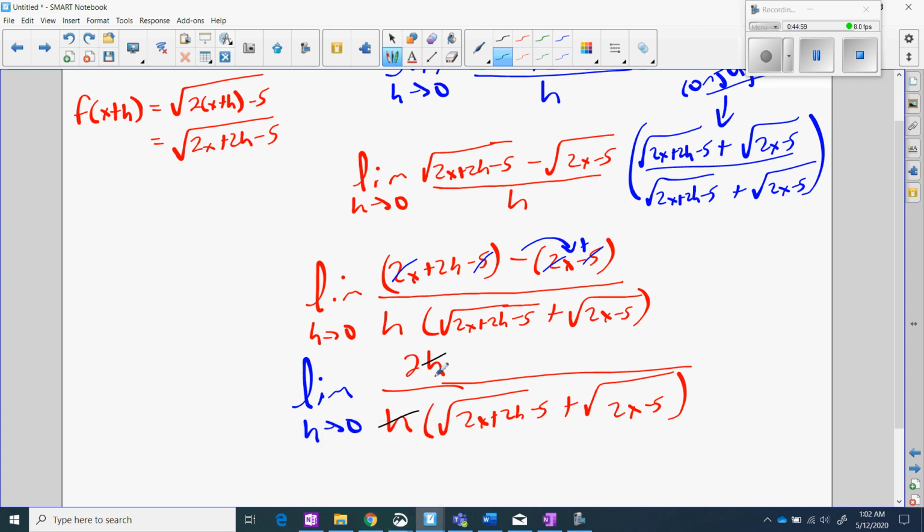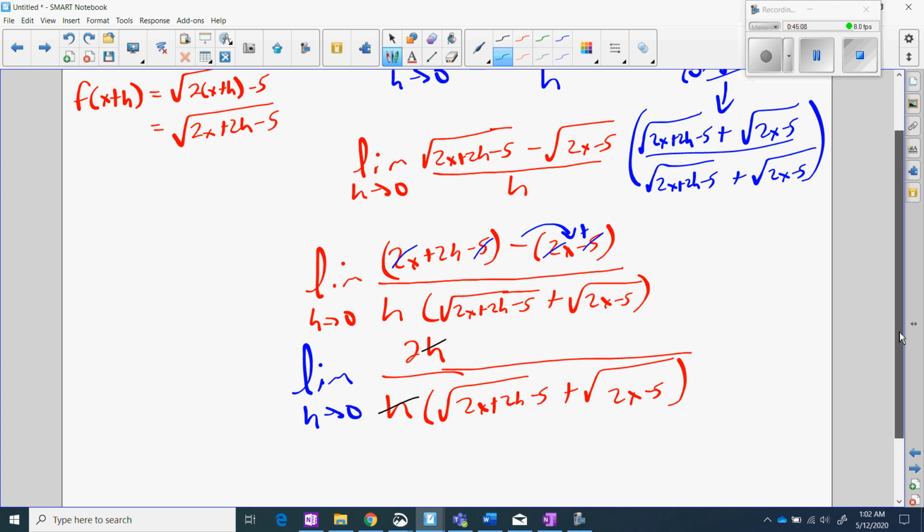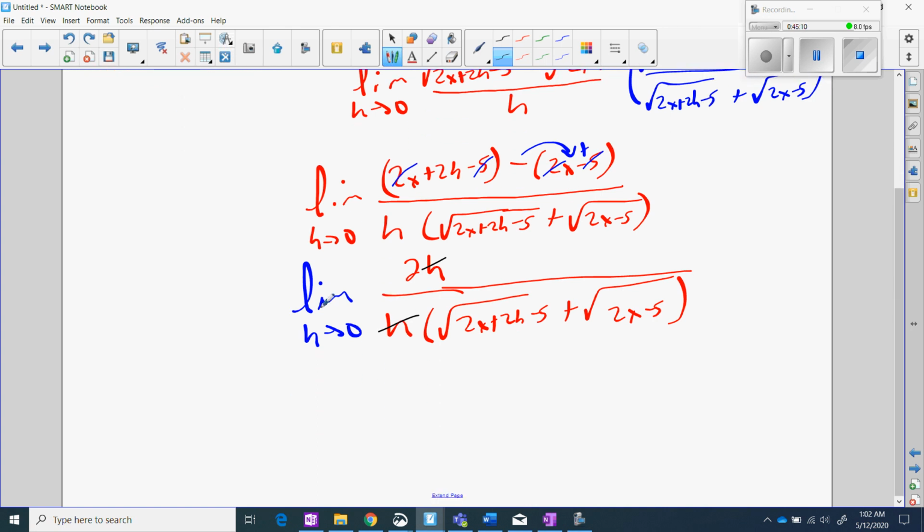Now, sometimes students say, oh, it's 2h minus h. No, it's dividing. This h divides this h out, and they're gone. Here's your final answer. So h is now going to go to 0 without any issues because this is gone.